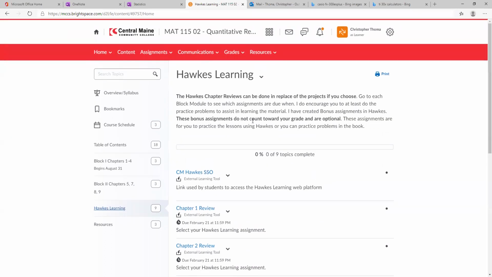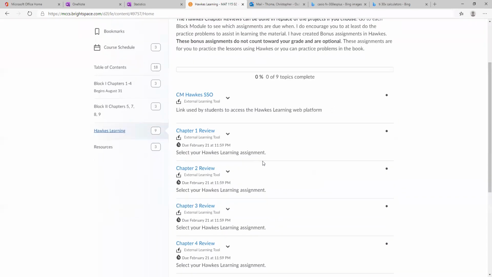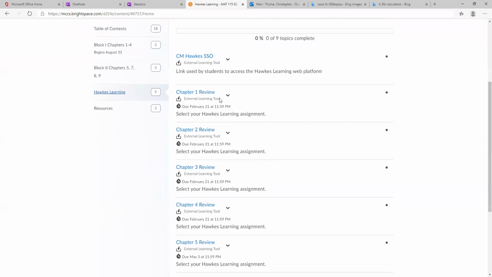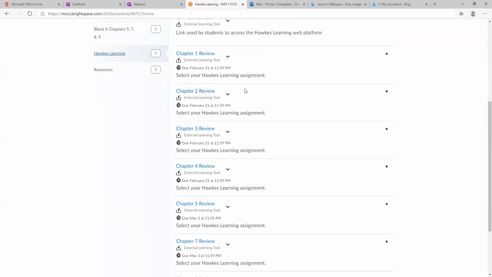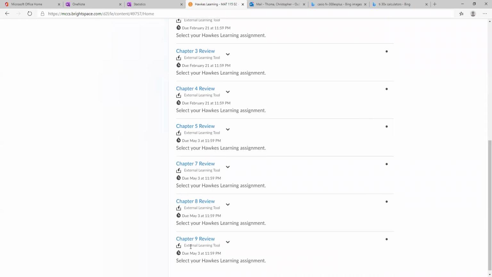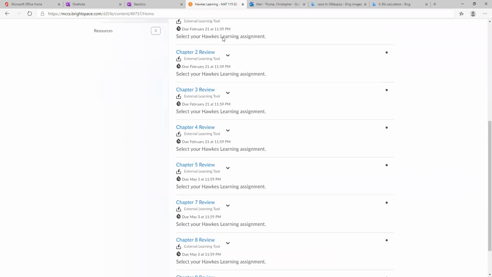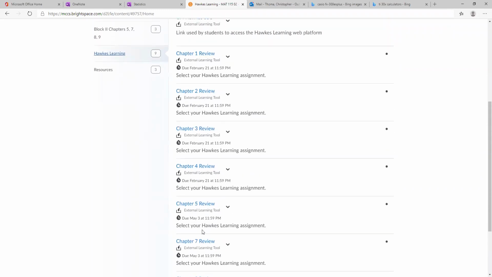Last semester, I said you could do all the Hawks instead of doing projects. And what ended up happening in the end, there was way more Hawks work than the projects. The students who actually ended up doing Hawks probably put twice as much work in. And I felt bad. So what I've done is I've changed it to where you only have to do the chapter reviews. So you can see they're listed here. There's 8 chapter reviews. I know it says 9, but we skipped chapter 6. These are what you can do instead of the projects, all right?